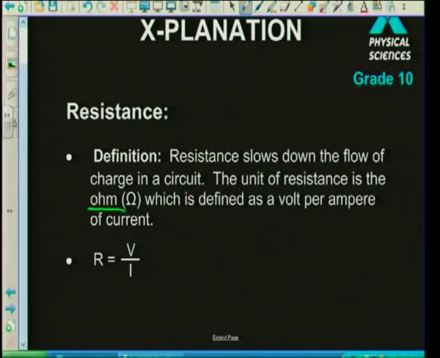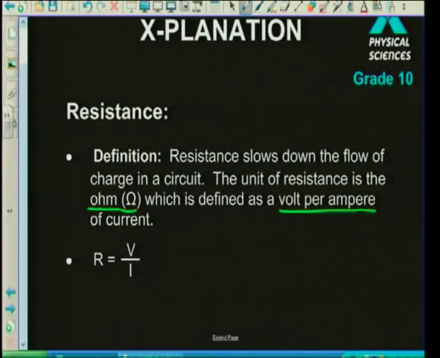Or running on the beach, okay? It's really nice to run on the hard beach sand, but then you get to that soft sand and it's really, really hard. That's resistance. It slows down the flow of charge. The unit of resistance is the ohm, okay? It's a capital omega sign, so it's a Greek letter, and the ohm is defined as volt per ampere.